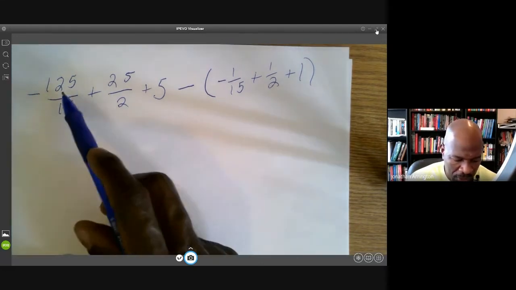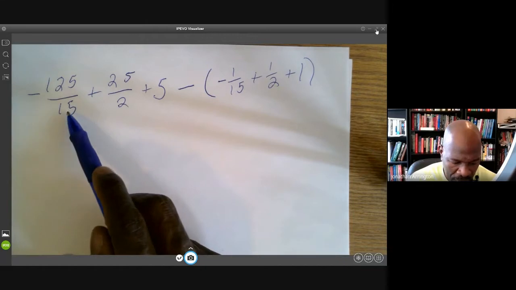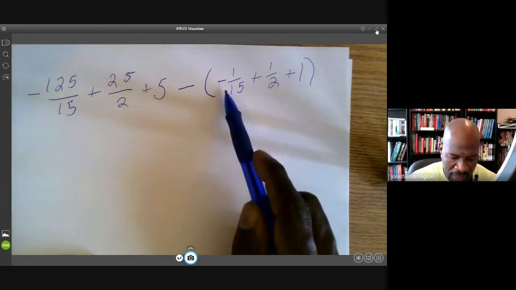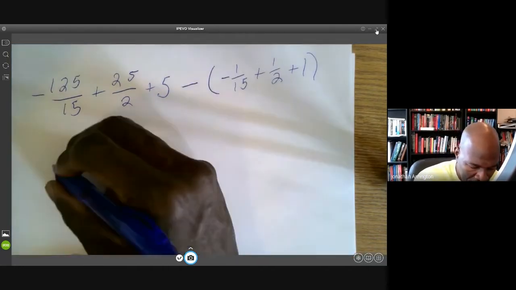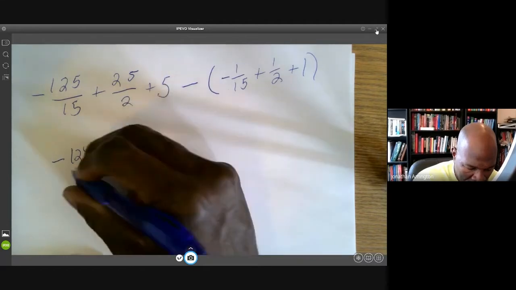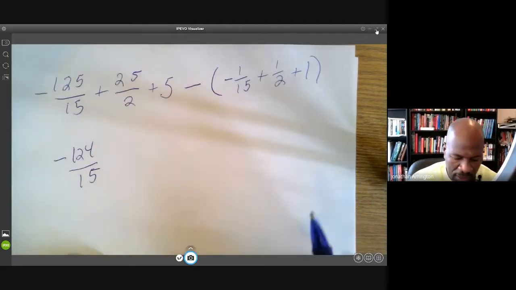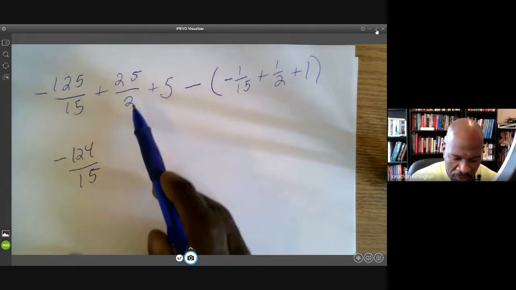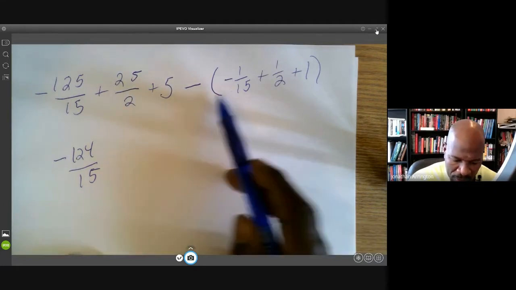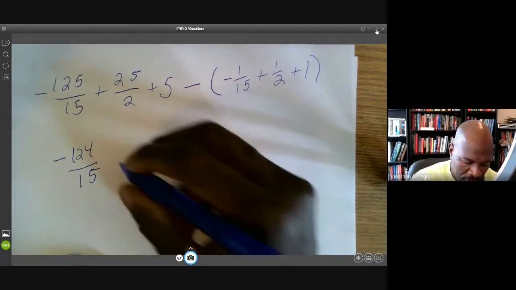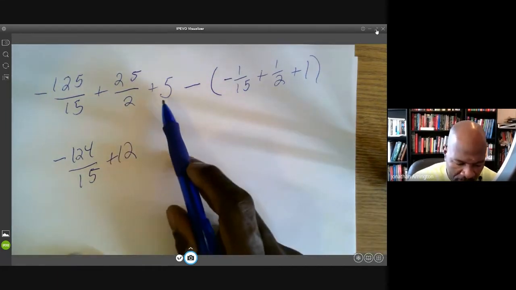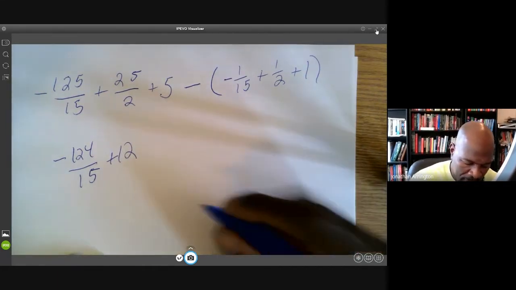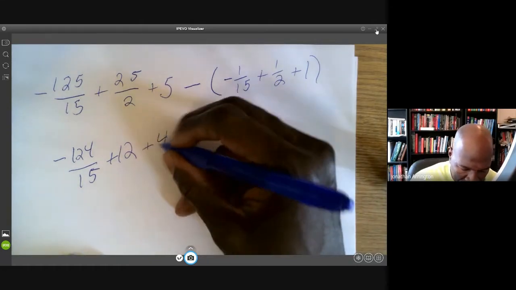So I'm going to do negative 125 over 15 minus negative 1 over 15. So that would become plus 1 over 15. And so that would give us negative 124 over 15. And then you have 25 over 2 minus 1 over 2. That's 24 over 2, or 12. And then you have 5 minus 1. That's 4.